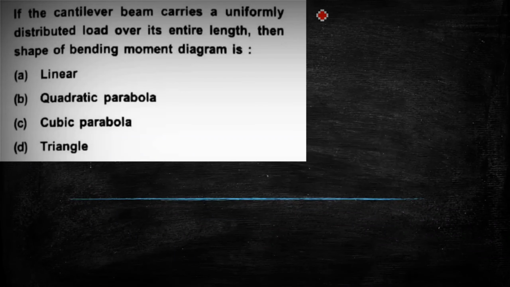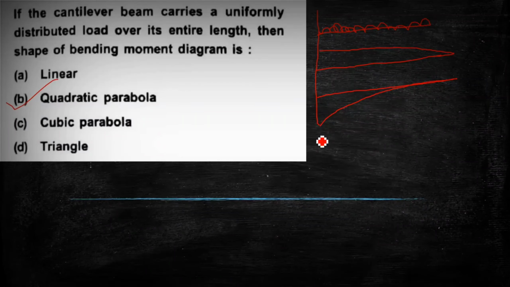So suppose we have a cantilever beam which has a uniform distributed load, then the SFD will be triangular and the BMD will be quadratic parabola. So the correct answer is option B, that is quadratic parabola.